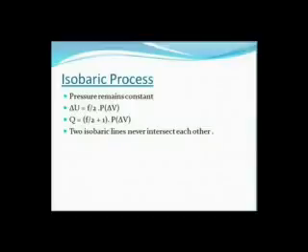Now we'll see what is an isobaric process. In an isobaric process, the pressure remains constant. So first we'll see how the graph of an isobaric process will look like, and then we'll derive the expressions for delta U, that is change in internal energy, and the heat supplied. So this is how an isobaric process will look like.